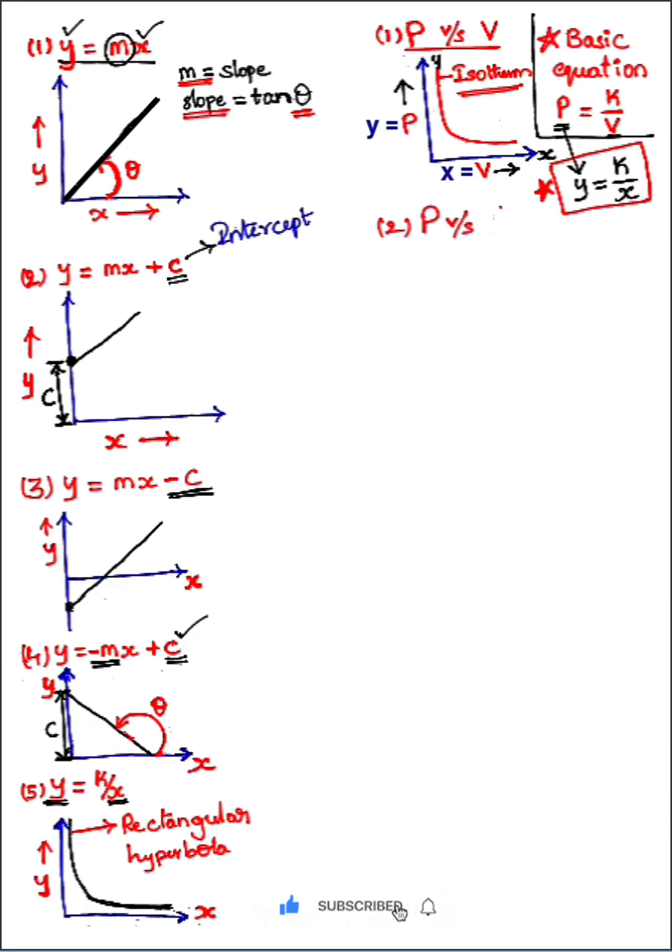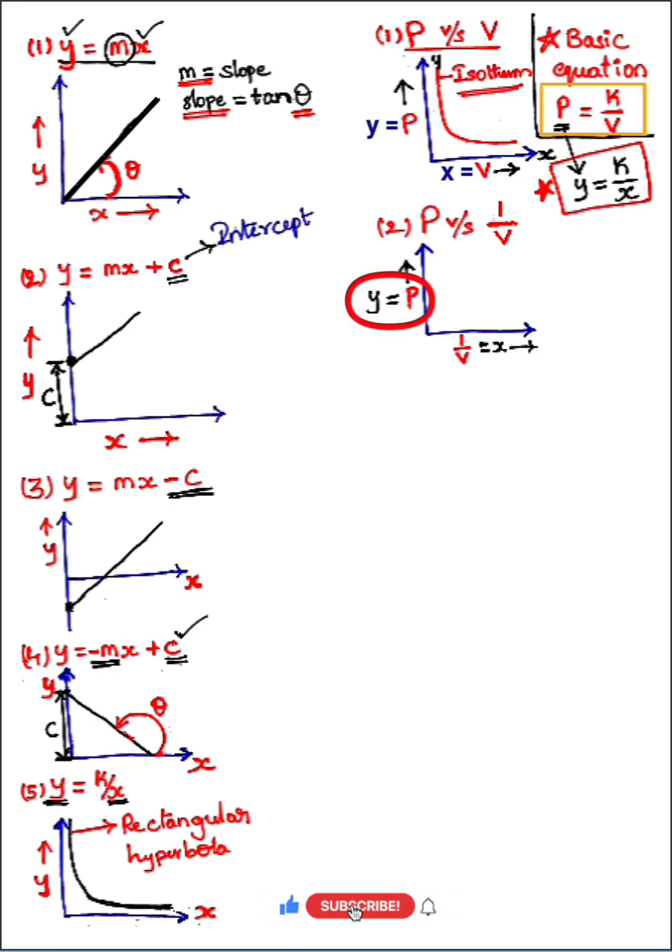Let's see one more graph, that is pressure versus 1 by V. So here I am plotting pressure along the y-axis and 1 by V along the x-axis. And you know that whenever I am supposed to draw any curve regarding Boyle's law, I will always start with the basic equation. And what is our basic equation here? P is equal to K divided by V. I am plotting P on the y-axis and 1 by V on the x-axis. Now, can I write it like this? P is equal to K into 1 by V.